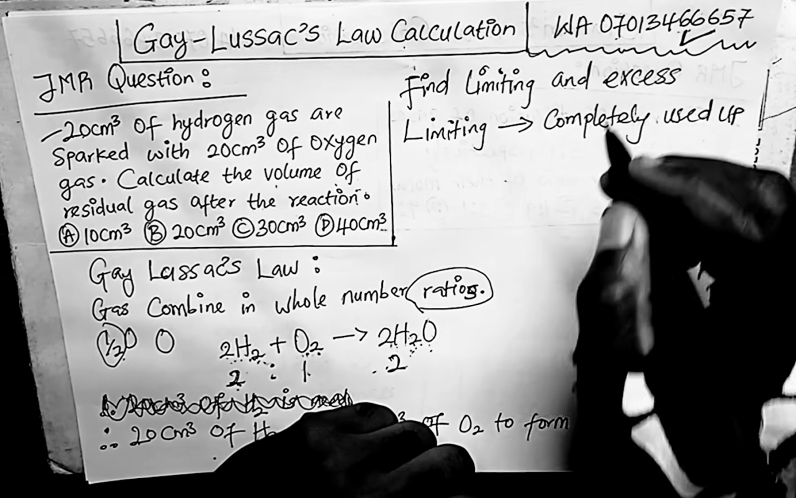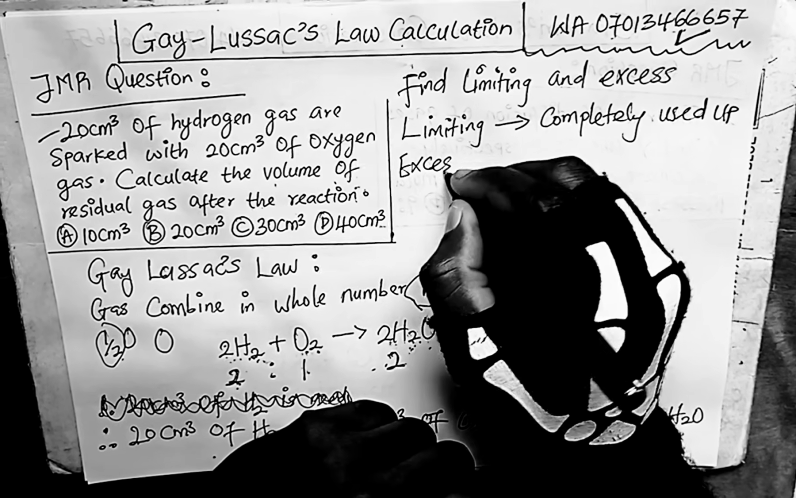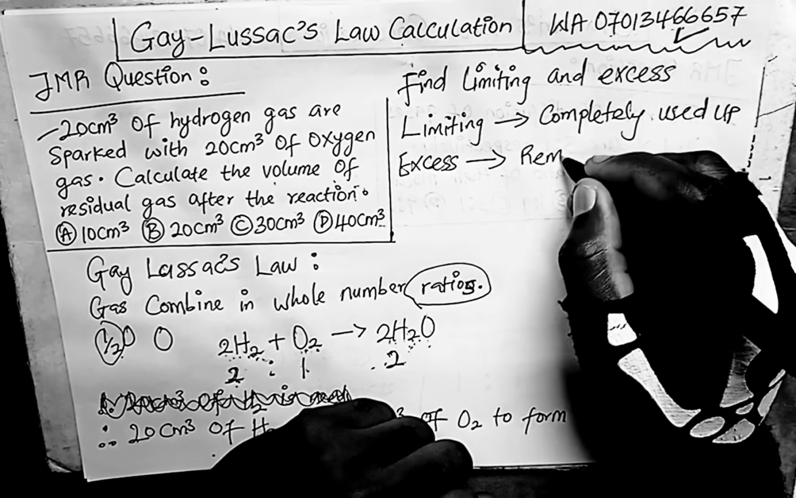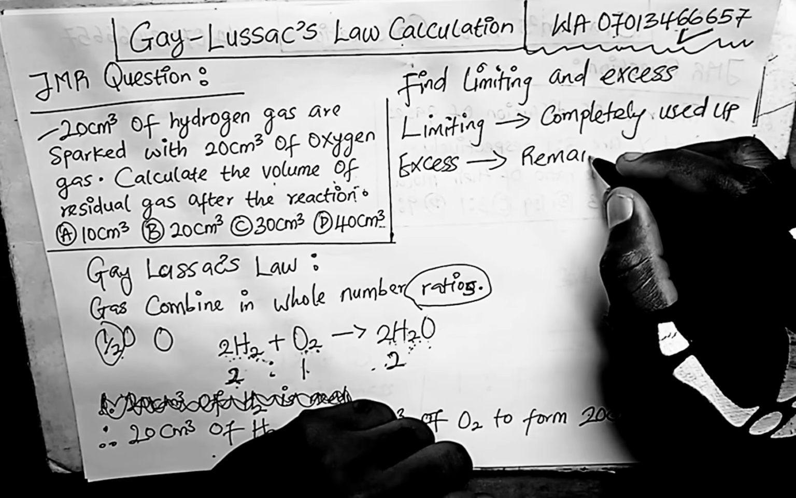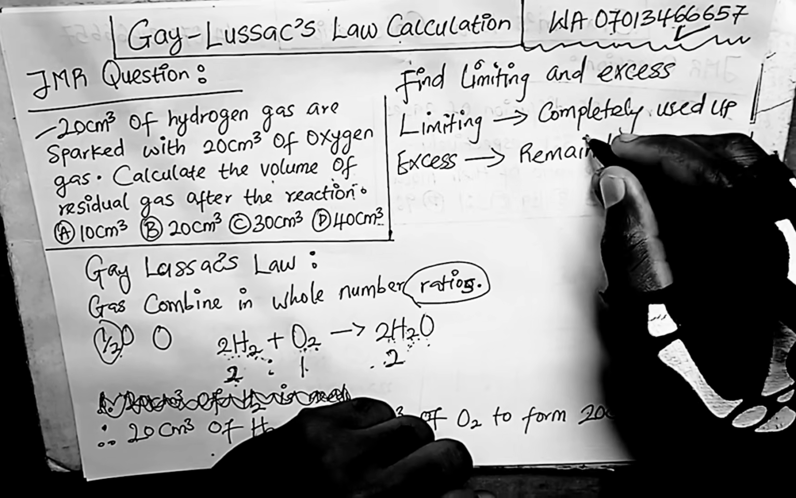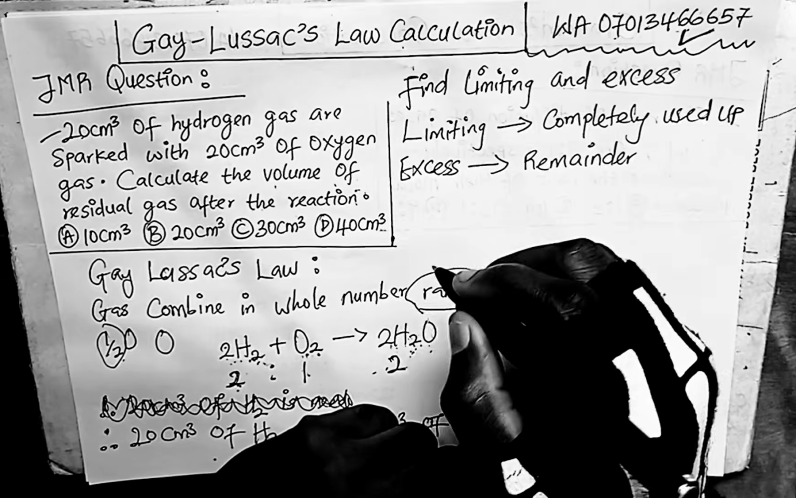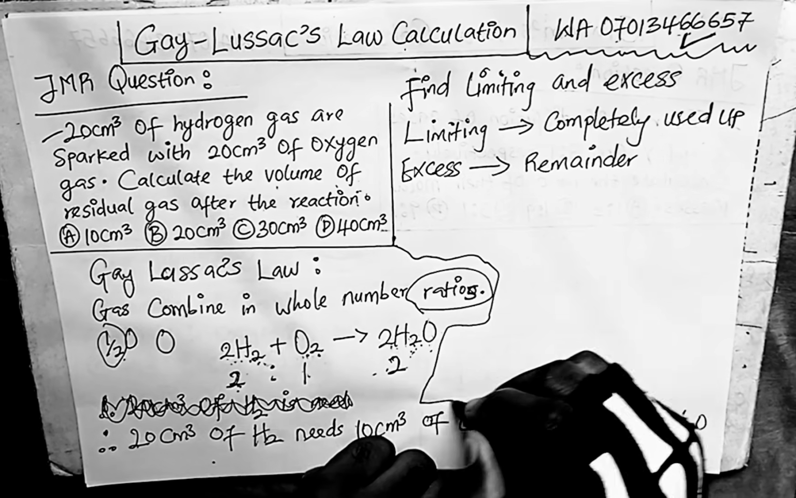But excess is the one that is like a remainder. After the reaction, it's remaining. It wasn't used. Okay, so let's now find it in this reaction, limiting and excess.